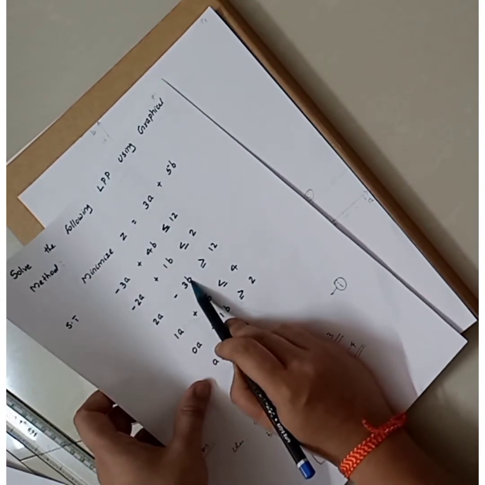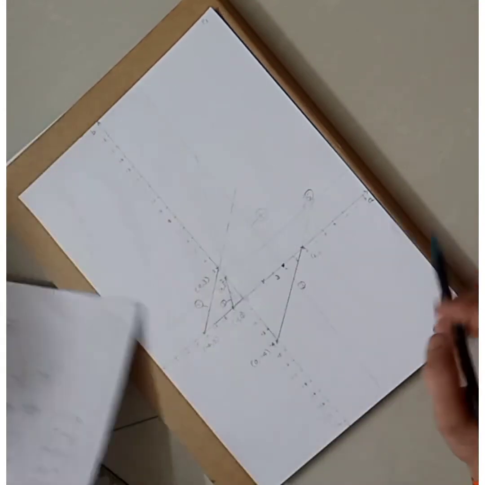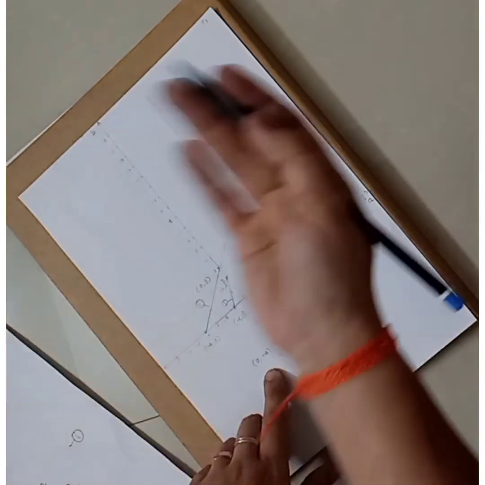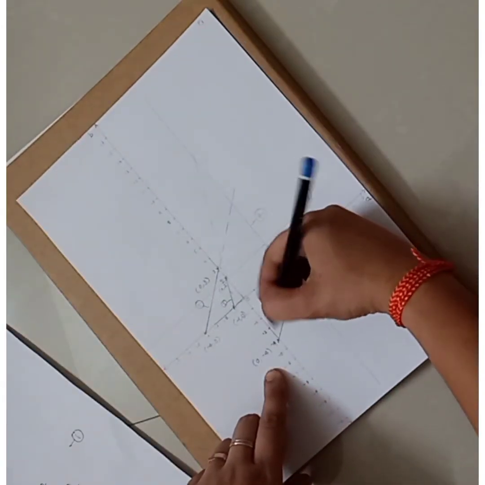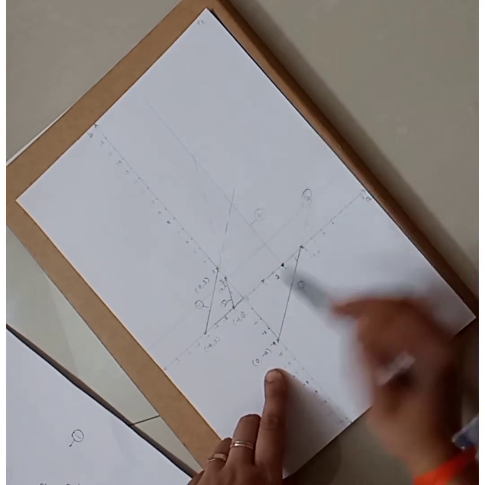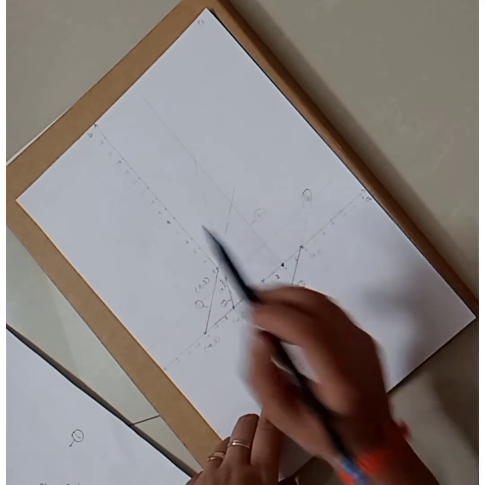2a minus 3b greater than or equal to 12. So this is the third constraint, that is this line. This is greater than or equal to. Greater than or equal to means again it is going this way. That means above this particular line. It is not below. This is above this particular line.